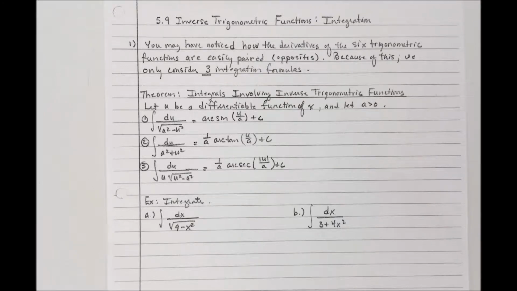Chapter 5, Section 9. This is the last section of Chapter 5 that we're going to cover. There is one other section on hyperbolic trig functions and their inverses, Section 5.10, but that's not part of the AP, so we're going to go ahead and skip past that. So this is the last section in Chapter 5.